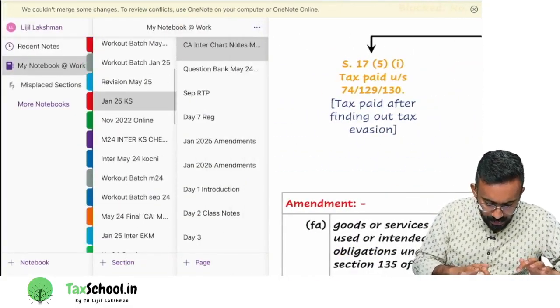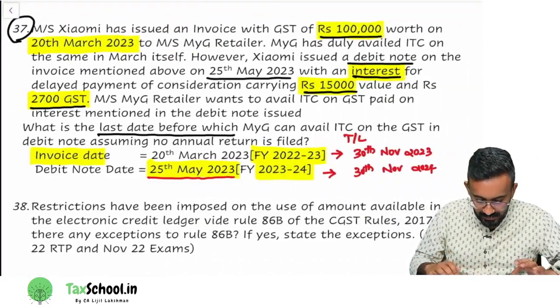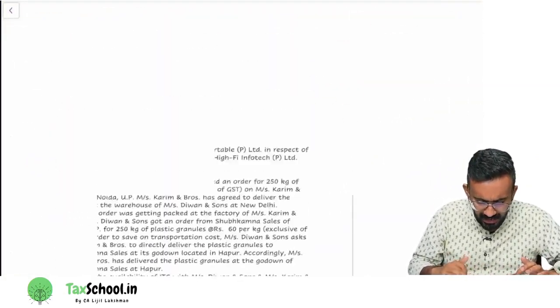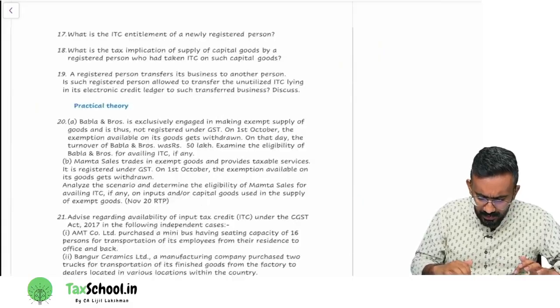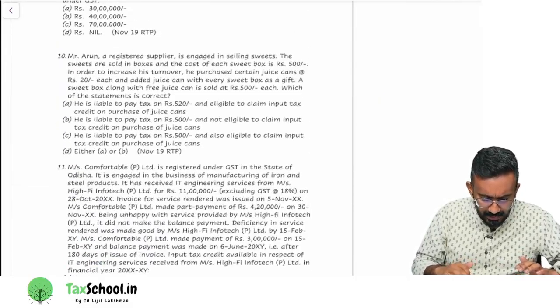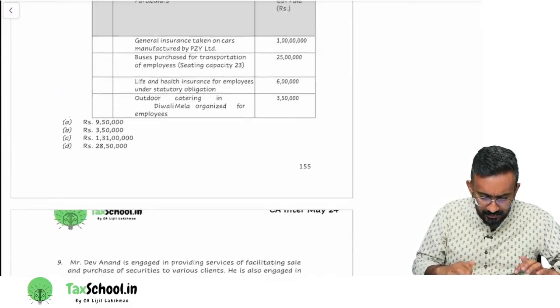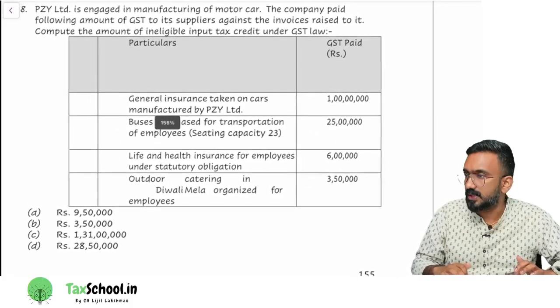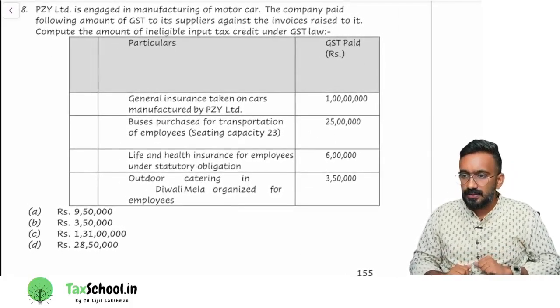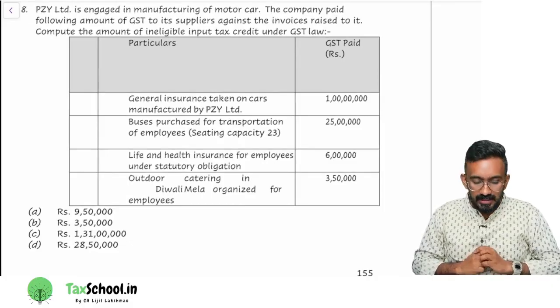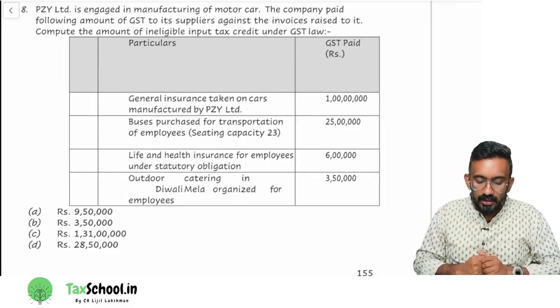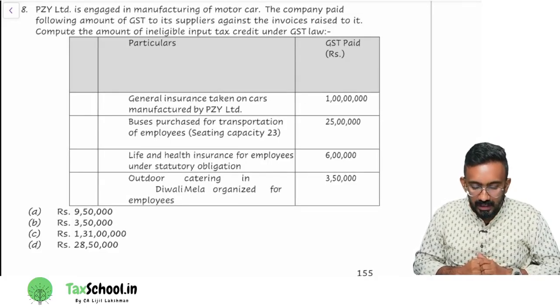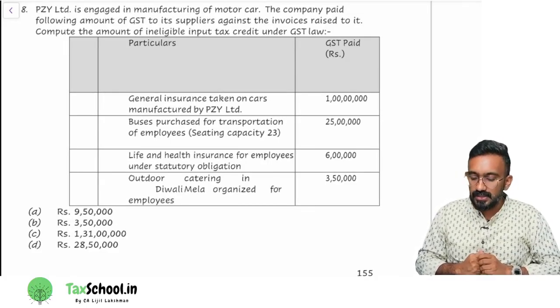I can quickly run you through a few questions before we close this area. A lot of questions are there. We don't have the luxury of time to do all of them, but some questions at least we can look at. Look at this question on the screen. PSY Limited is engaged in manufacturing of motor cars. The company paid the following amount of GST to its suppliers against the invoices raised to it. Compute the amount of ineligible input tax credit under GST law.